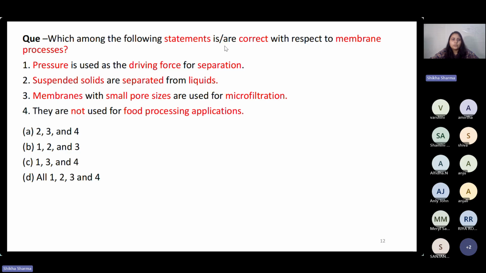Okay, we are moving to this question now. Which among the following statements are correct with respect to the membrane processes? Statement 1: pressure is used as the driving force for separation. Second: suspended solids are separated from liquids. Third: membranes with small pore size are used for microfiltration. And fourth: they are not used for food processing applications.